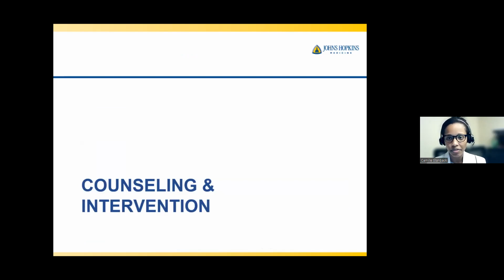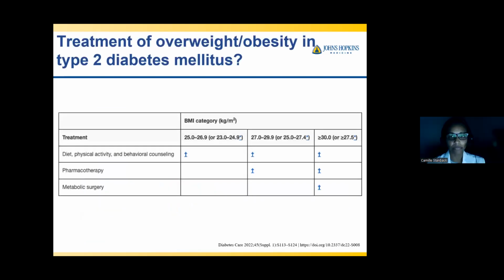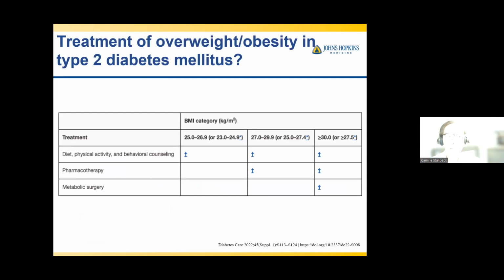Now on to counseling and intervention. So the treatment of overweight and obesity and type 2 diabetes has been reviewed multiple times, and there are guidelines available from the American Diabetes Association, which are highlighted here. In the BMI category of overweight, 25 to 26.9, diet, physical activity, and behavioral counseling is recommended. In some of the higher BMI categories, still in the overweight subset, pharmacotherapy can be added if there's a concurrent diagnosis of type 2 diabetes. And then with a BMI in the obesity category or greater than 30, metabolic surgery can also be considered.